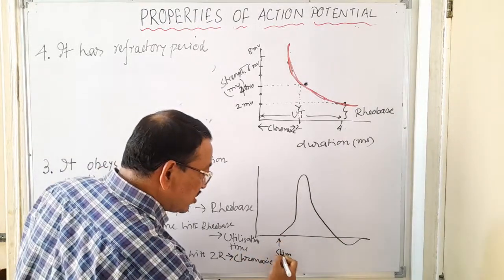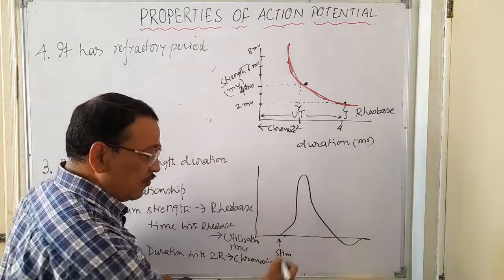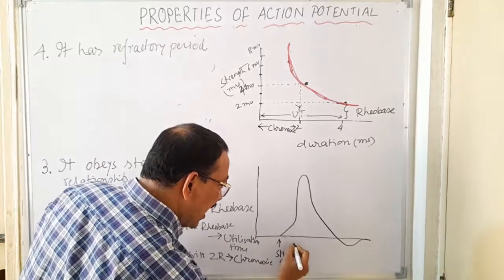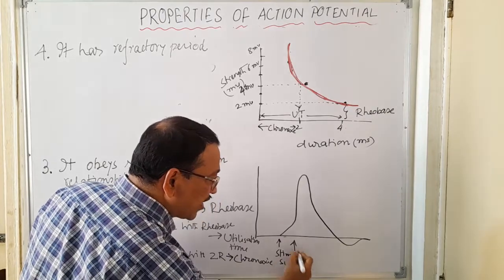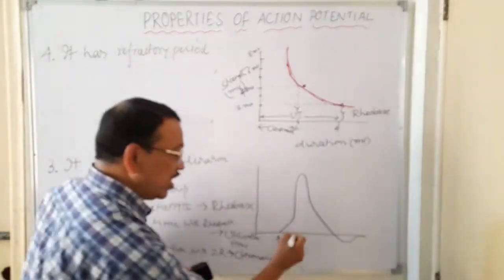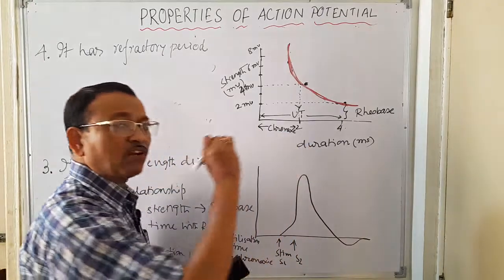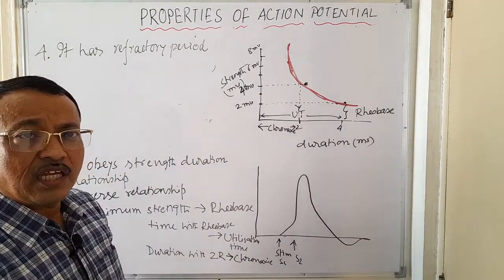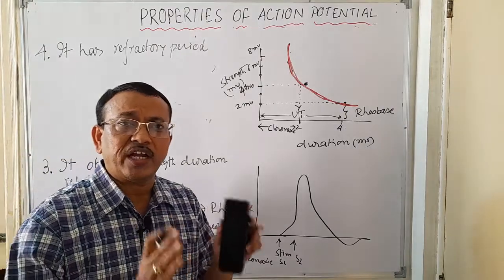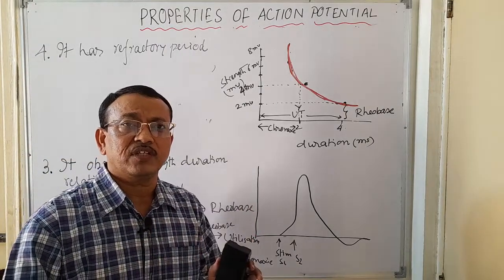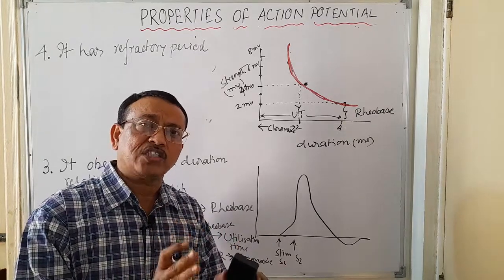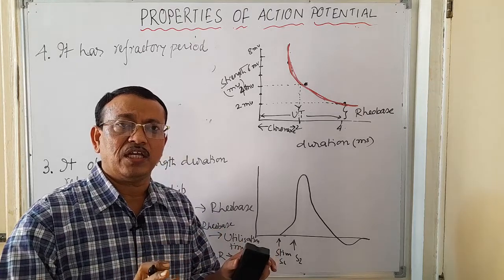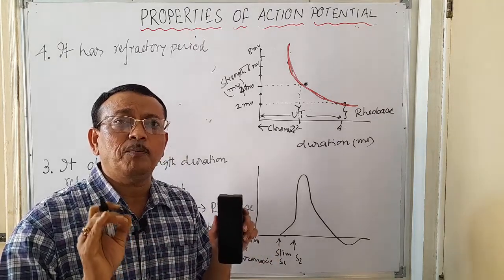Suppose this is S1. If I apply the second stimulus very quickly, suppose at this point I applied another stimulus of threshold intensity, then no other action potential will be generated. That means once an action potential is generated in response to a stimulus, no further action potential can be generated on that same cell membrane, at least for a brief period.